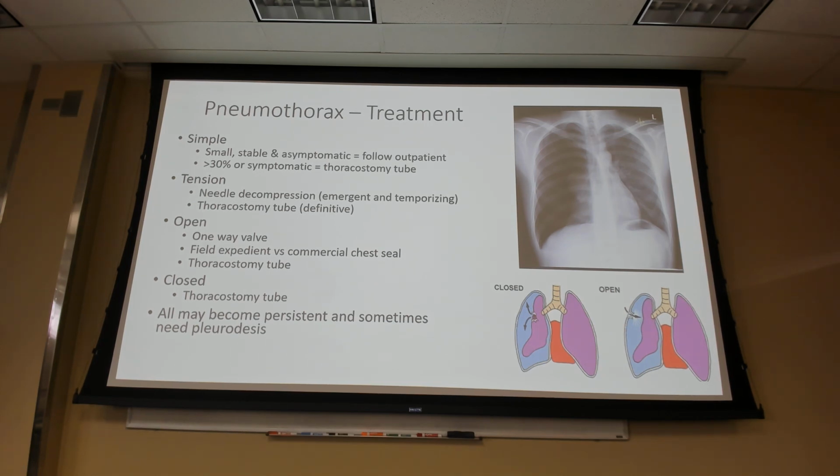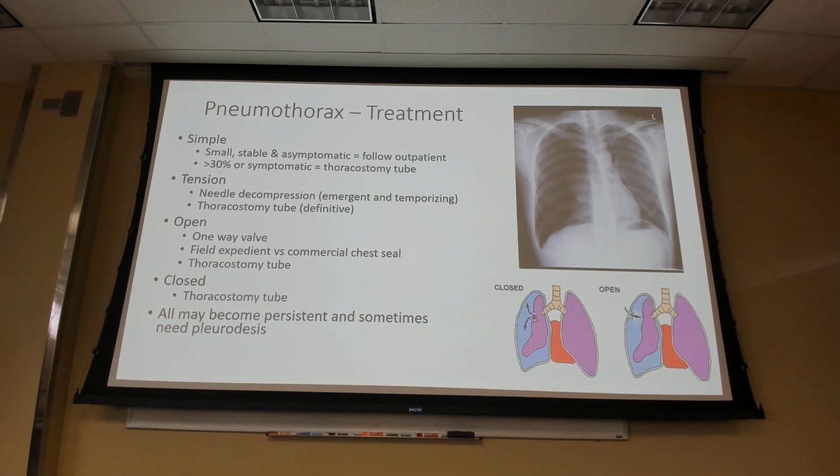All right, so like I said, simple is typically considered less than 30%. And if they're asymptomatic, a lot of times we'll monitor them for a simple small pneumothorax. We may or may not have them in the hospital. If they have any hypoxia, we'll give them oxygen. And then we just follow them until resolution. Usually if it's over 30% or they're symptomatic, then we need to put a chest tube in. So that's a thoracostomy tube, and we'll talk about that procedure here as well.